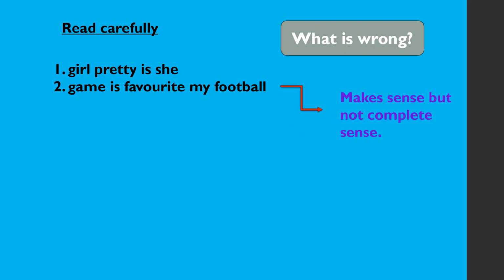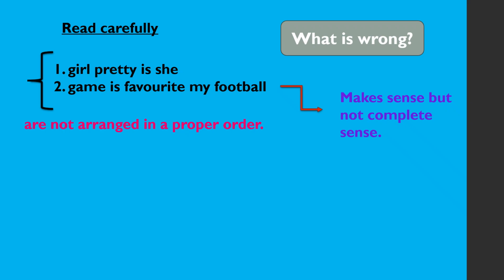Now read these sentences carefully. "Girl pretty is she." "Game is favorite my football." What is wrong with these sentences? When you read it, these words make some sense but not complete sense. Why is it so? It is because these words are not arranged in a proper order.